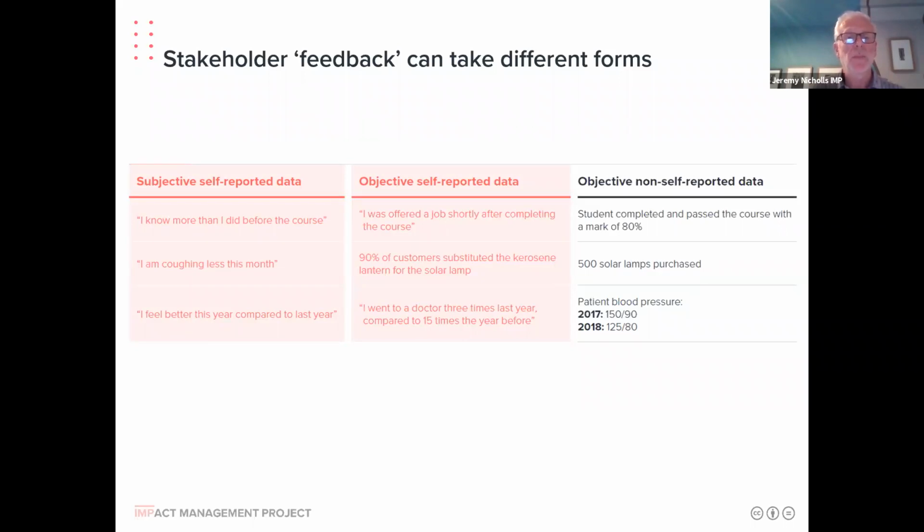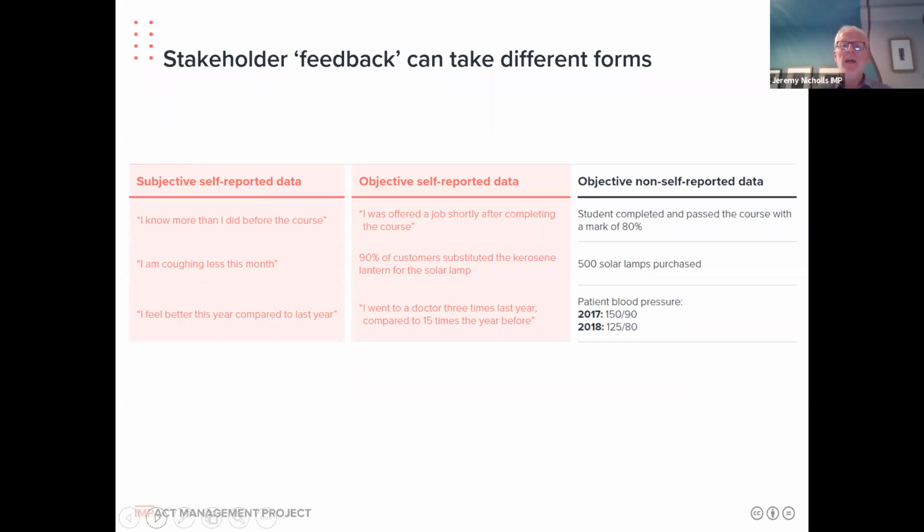And we're talking about whether information is subjective or objective, where subjective is the kind of things that you couldn't actually go and check if you wanted to. So it's people expressing a sense of their feelings or their perceptions. You can't actually go and check, but nonetheless it is very useful and very insightful. You can add to that or alternate that with objective data, which is where you could go and check. So, you know, I was offered a job, we could check whether that was actually the case. We substituted a kerosene lantern for the solar lamp, we could check that.